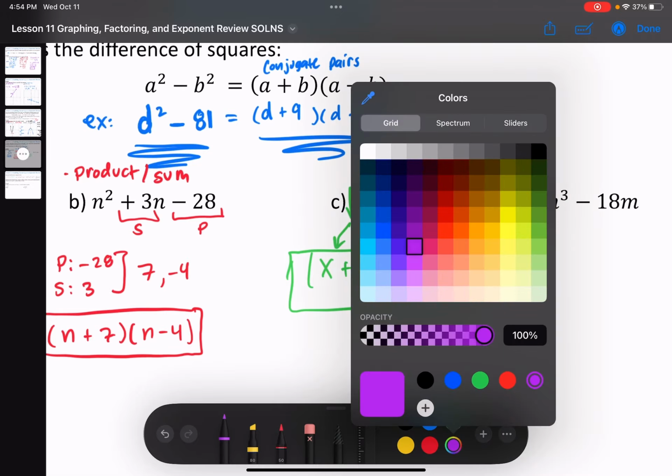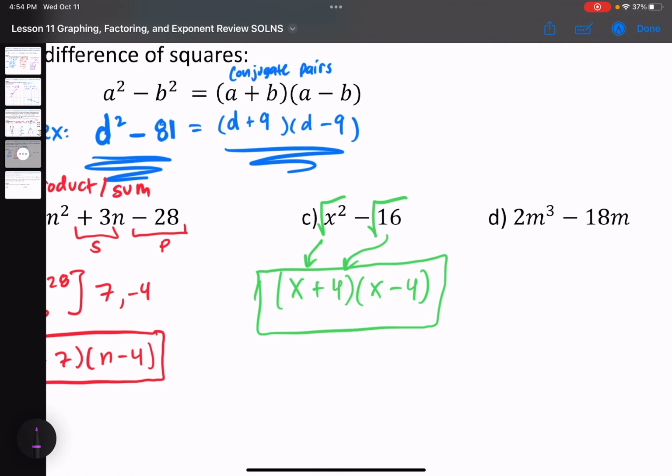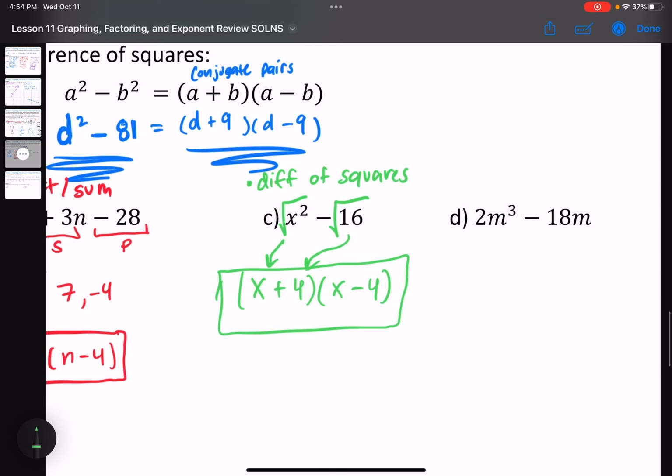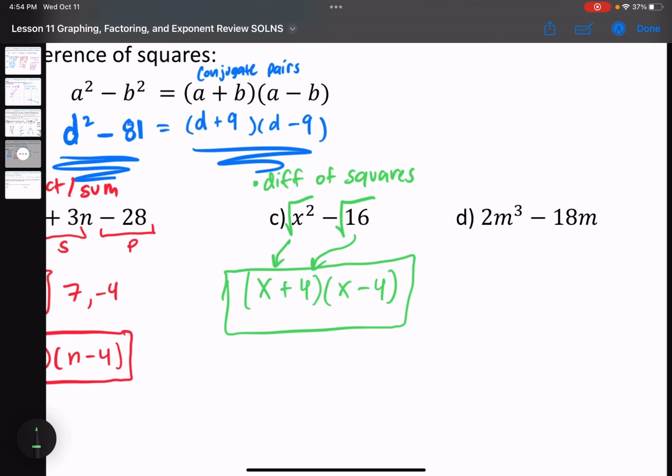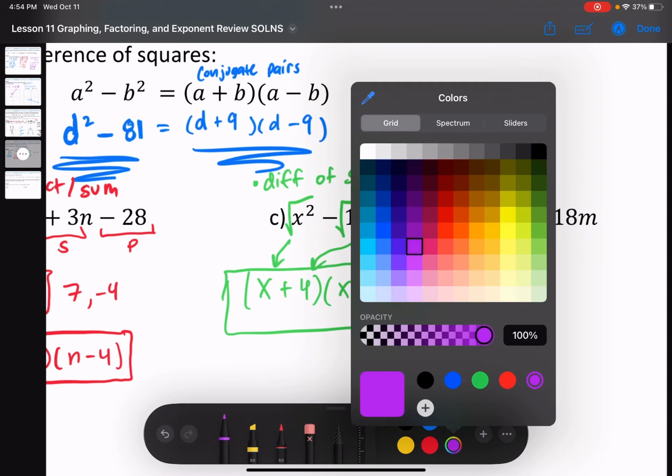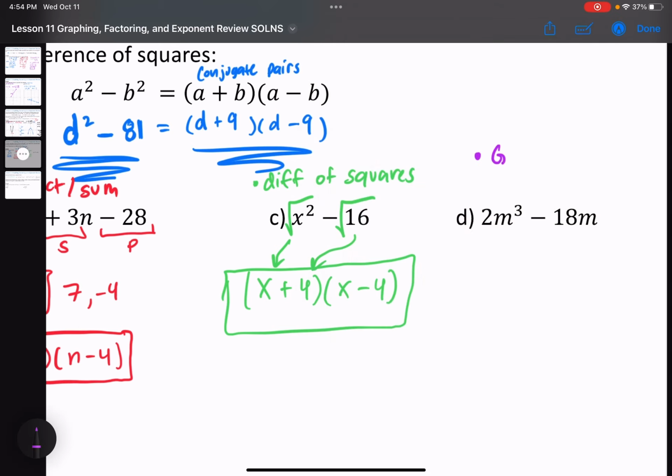Okay, last one on this slide. I'm just going to note that this was an example of difference of squares. All right, last example. It looked kind of like a difference of squares, but 2m cubed is not a perfect square, so that doesn't really apply just yet. It's not a product sum because there's only two terms. I'm going to suggest the first thing we should always do is look for a GCF. Is there a GCF between both of these two terms? Yeah. They can both divide by 2m.